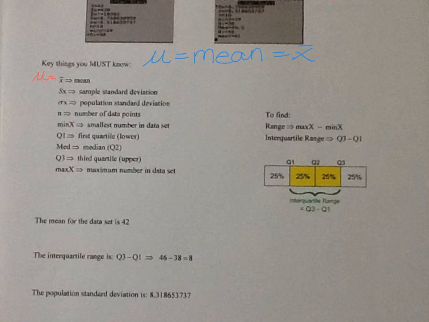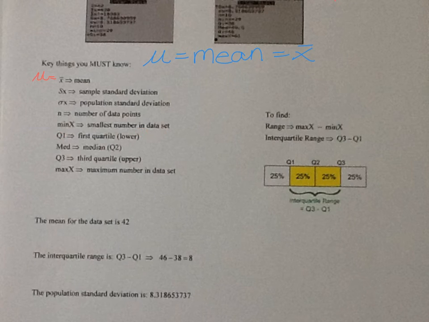All right, and then again, we have that big S, that Sx. That is the sample standard deviation. And then I have this one here. That's your standard deviation. It's also called your population deviation. So you have to make sure you know which one of these is which. N is the number of pieces of data you typed in.